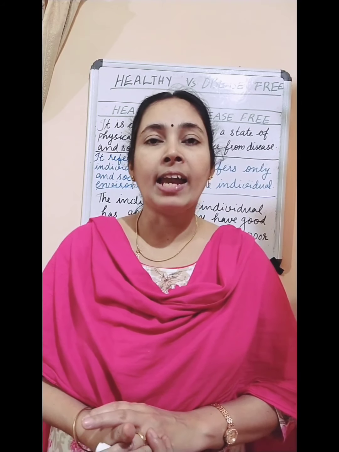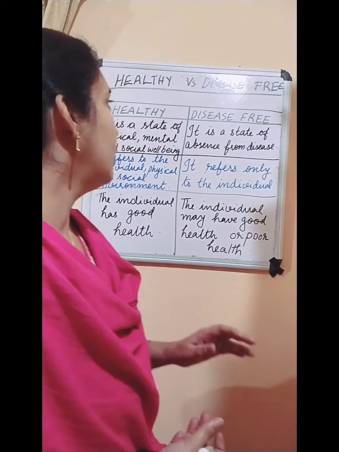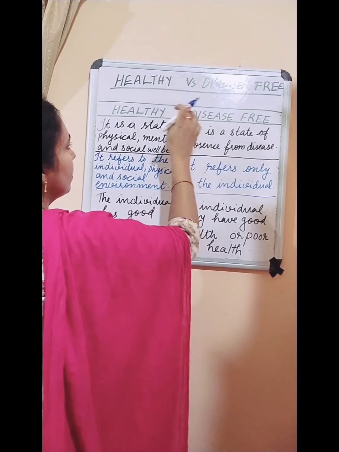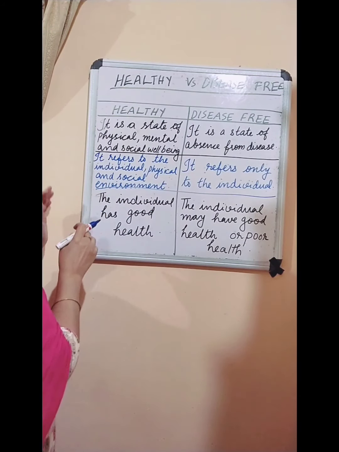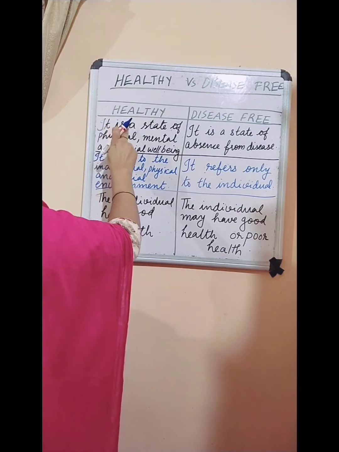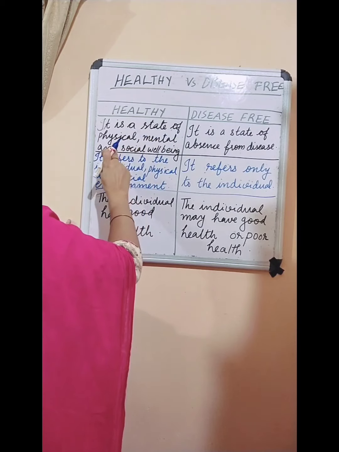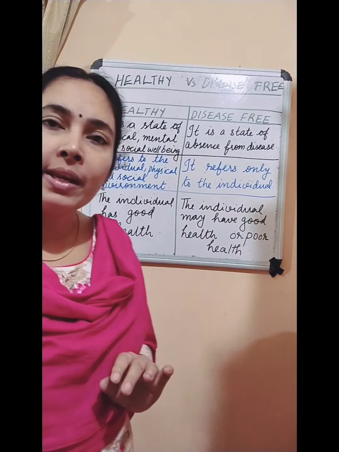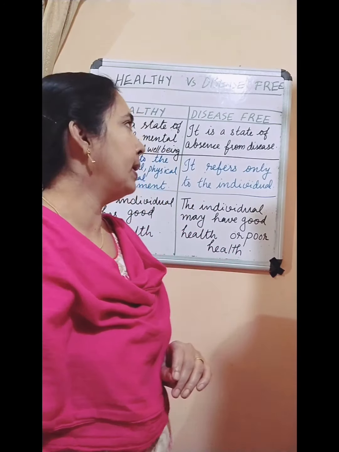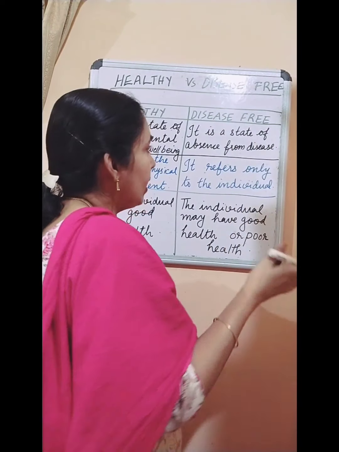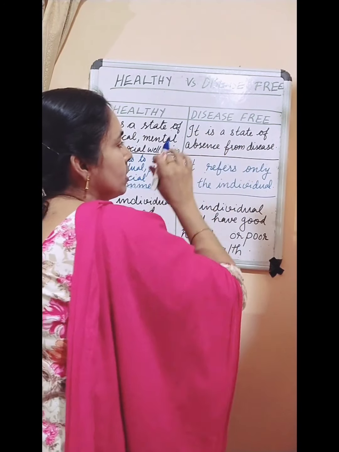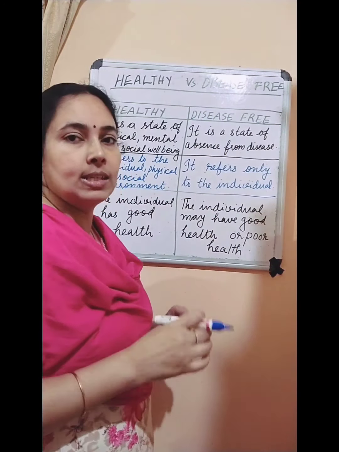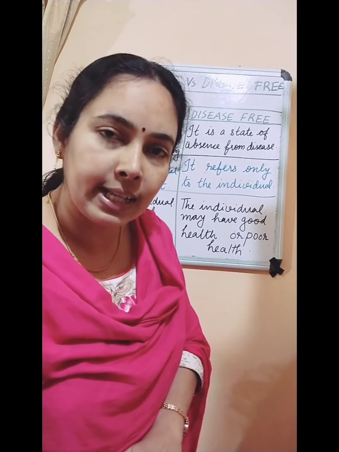Okay, now we can look at the differences between healthy and disease free. So look, healthy, disease free, or health and disease. So first, healthy means what? It is a state of physical, mental and social well-being. So health means a state of physical, mental and social well-being. But what does disease-free mean? It is a state of absence from disease. Disease-free means the person is not suffering from any disease.